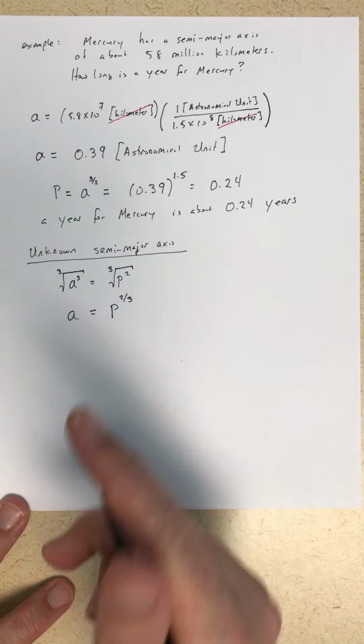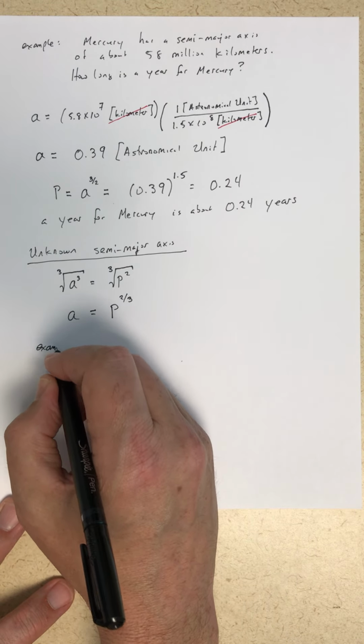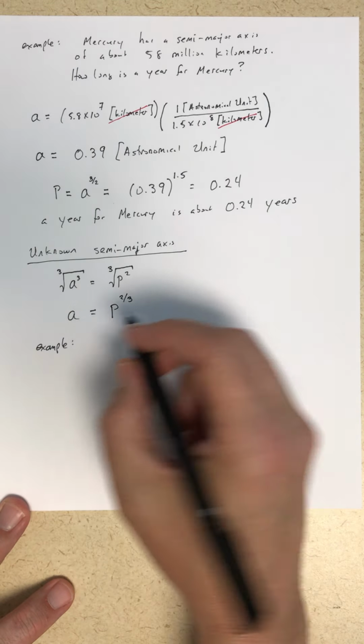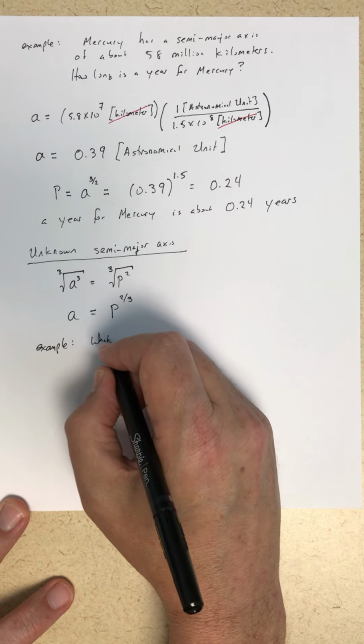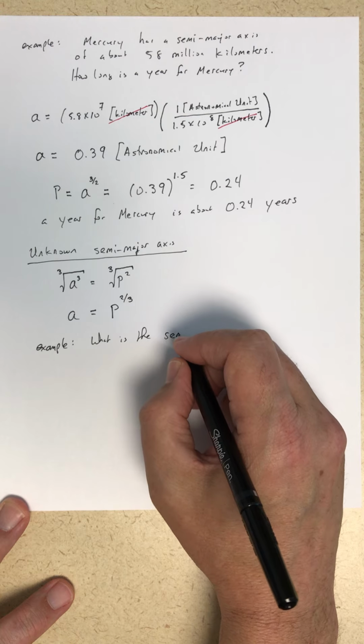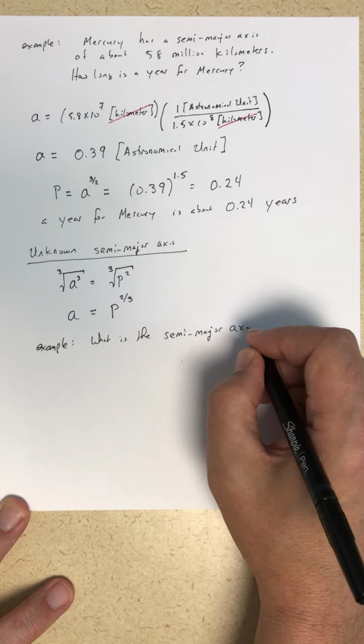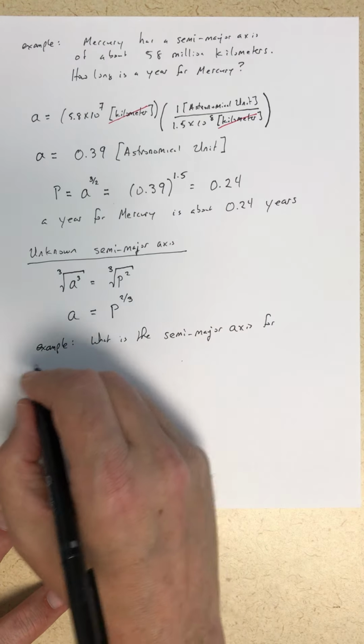All right, so let's try an example with that. What is the semi-major axis of Halley's Comet?